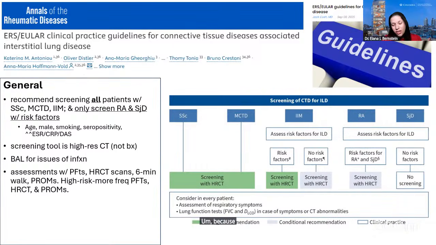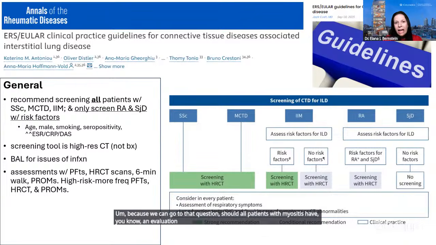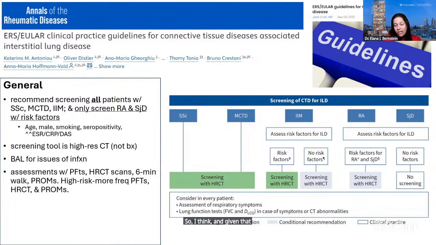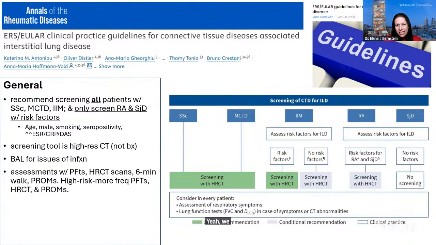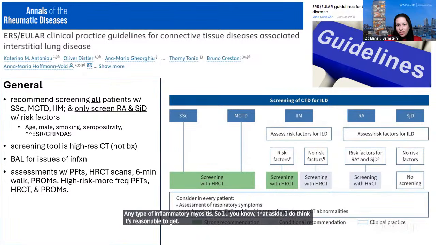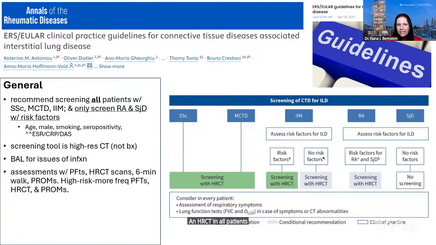Because we can go to that question, should all patients with myositis have an evaluation for malignancy? And the vast majority do and get a CT chest, abdomen, and pelvis. And given that at academic centers anyway, the vast majority of chest CTs now are high resolution, yeah, we're getting HRCTs in the vast majority of patients with any type of inflammatory myositis. So that aside, I do think it's reasonable to get an HRCT in all patients with myositis.